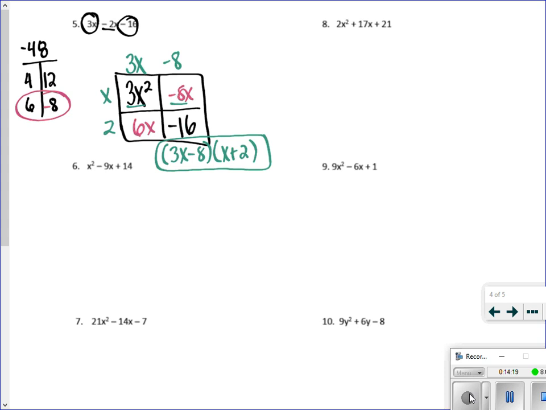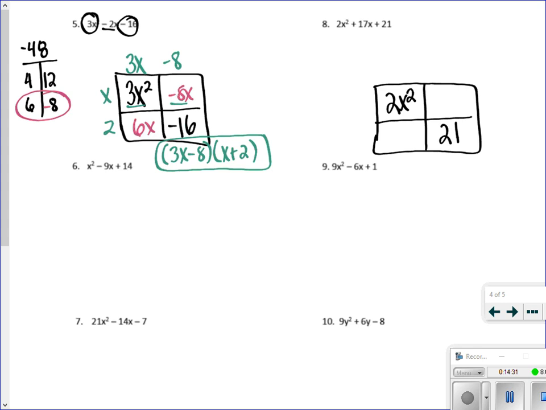On number 8, is there a GCF? No. Okay. Then that means you have to go straight into factoring. First term in the first box, last term in the last box. Then multiply the constant and coefficient. What do you get when you multiply them? 42. So, you're looking for numbers that multiply to give you 42, but what else will they have to be doing? Add to 17.